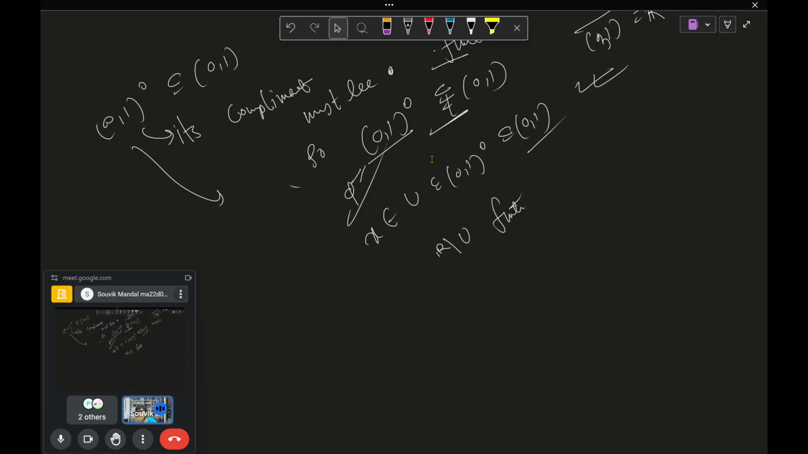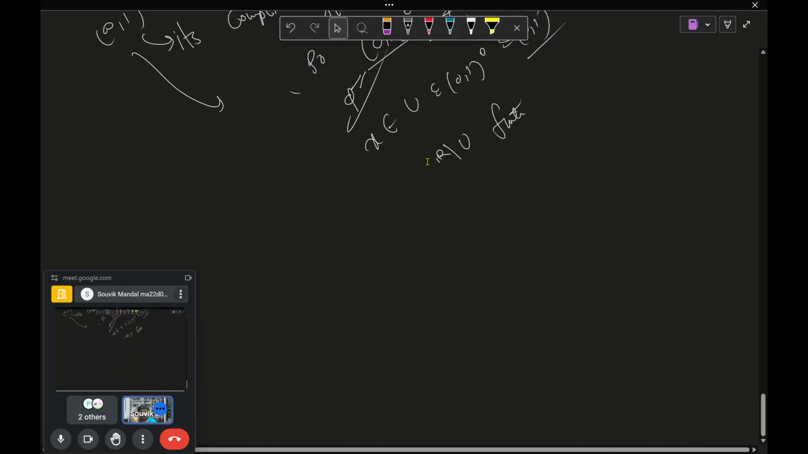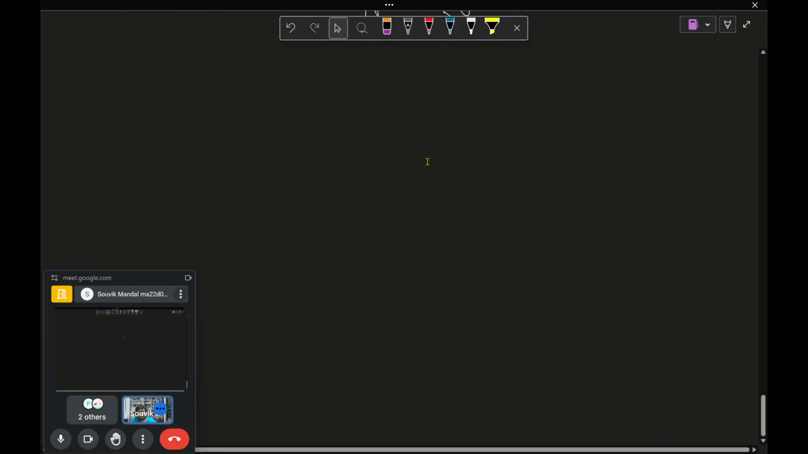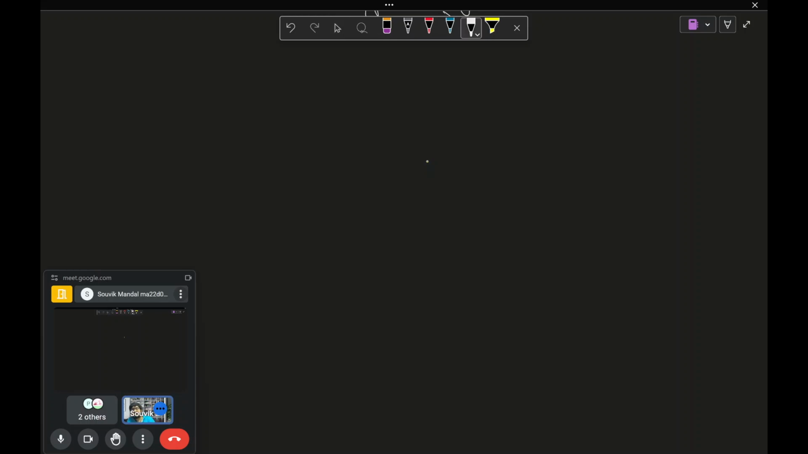Okay, so in topology also there is a notion of convergence of a sequence. So first, anybody please tell me, what is the notion of convergence of a sequence in real analysis or in a metric space? Tell me.